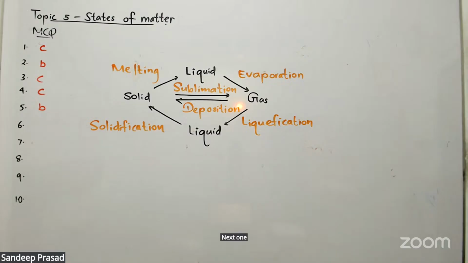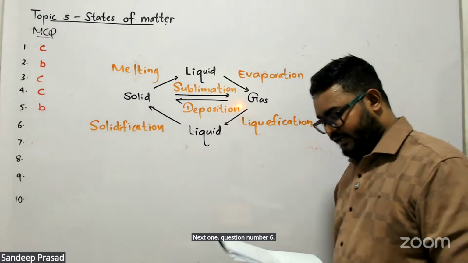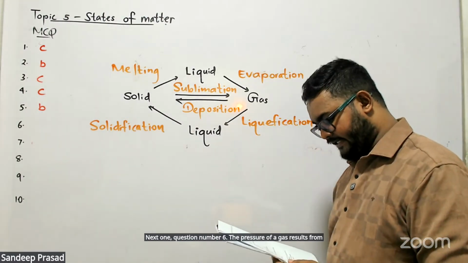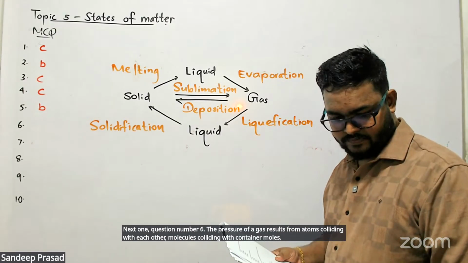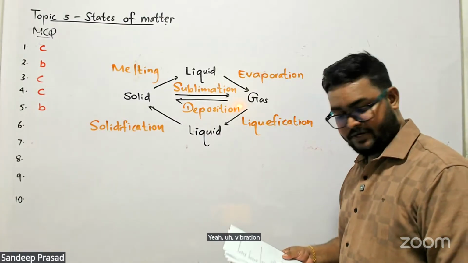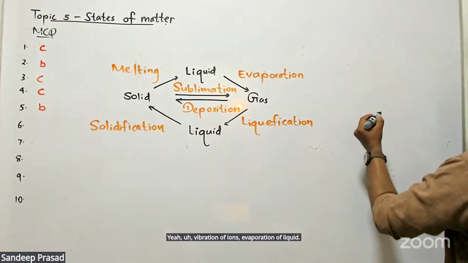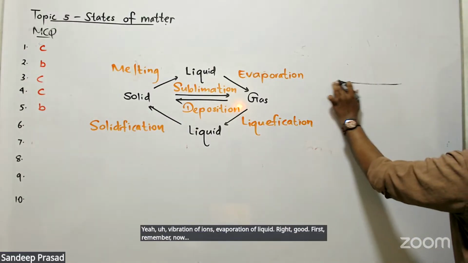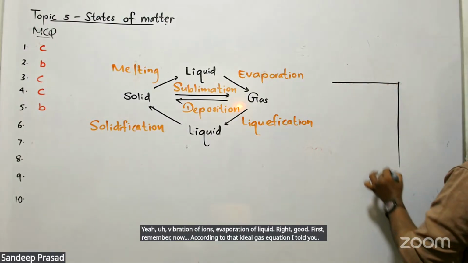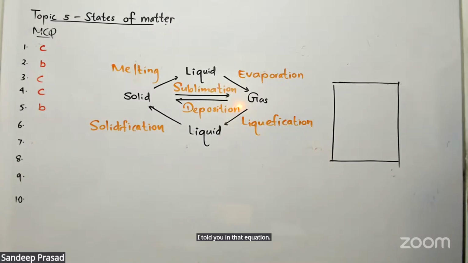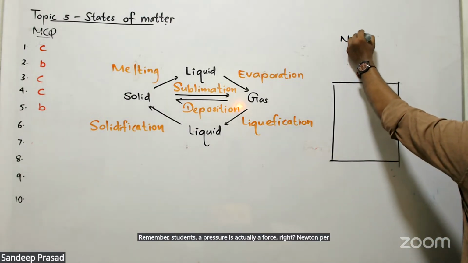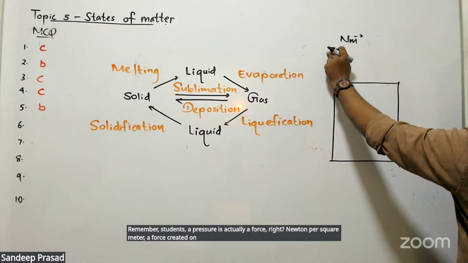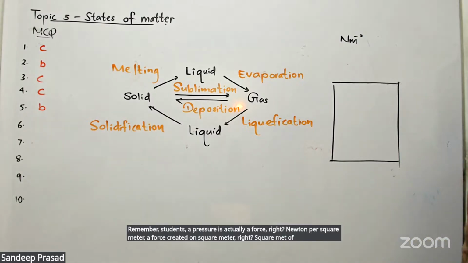Next one, question number 6. The pressure of a gas results from atoms colliding with each other, molecules colliding with container walls, vibration of ions, evaporation of liquid. Right. Good. First, remember now, according to that ideal gas equation I told you, PV equals nRT, in that equation, pressure. How is a gas producing pressure? Remember, students, a pressure is actually a force, newton per square meter, a force created on a square meter of area is known as pressure.